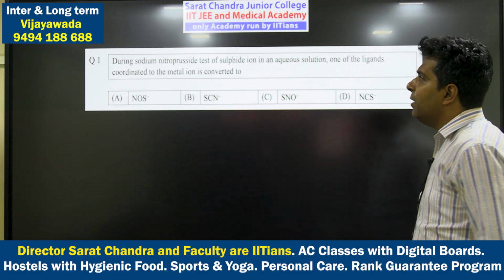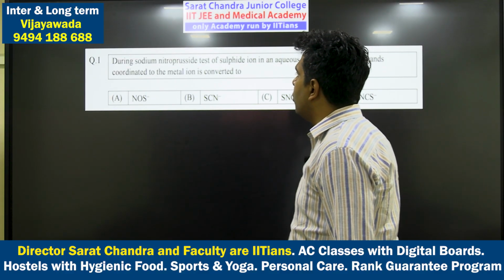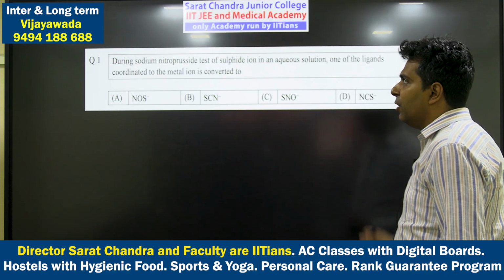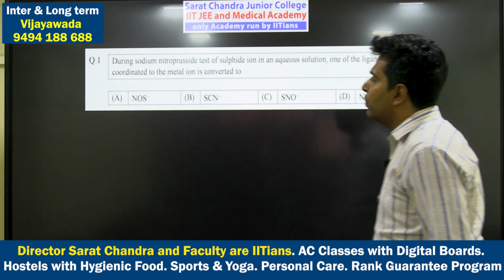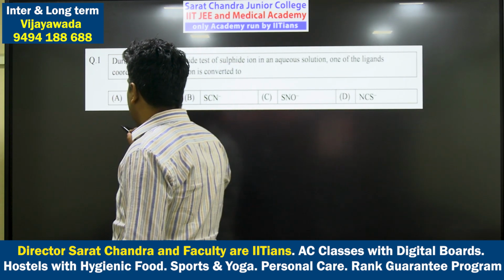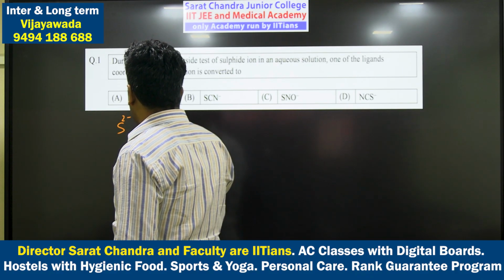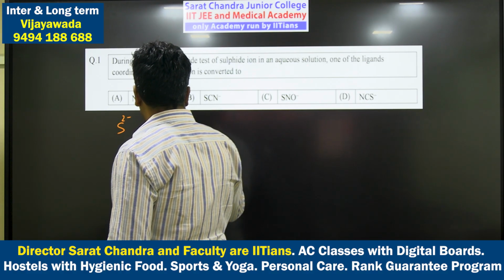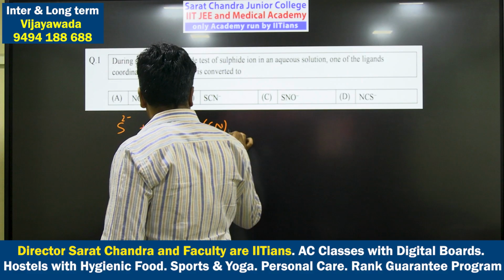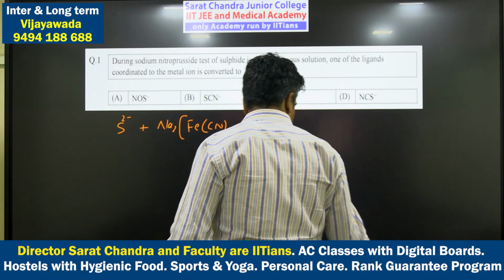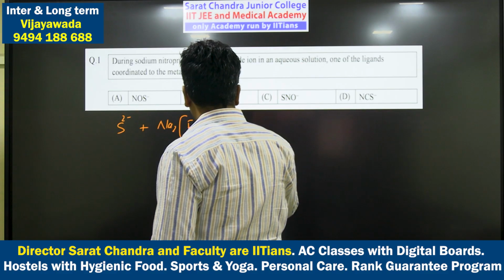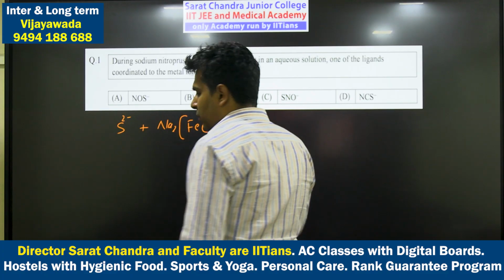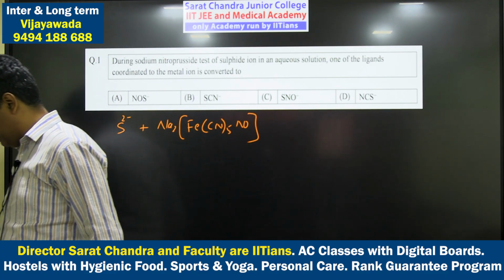The first question says: during the sodium nitroprusside test of sulfide ion in an aqueous solution, one of the ligands coordinated to the metal ion is converted into what? So what is sodium nitroprusside? First of all, the sodium nitroprusside test is done for sulfide ion. Sodium nitroprusside is Na2[Fe(CN)5NO].